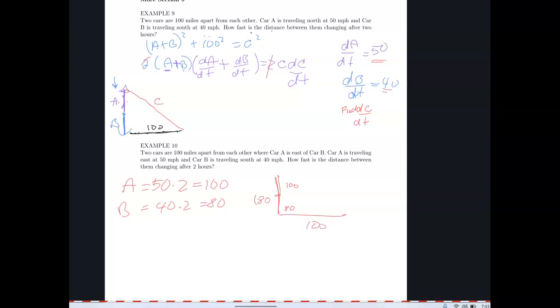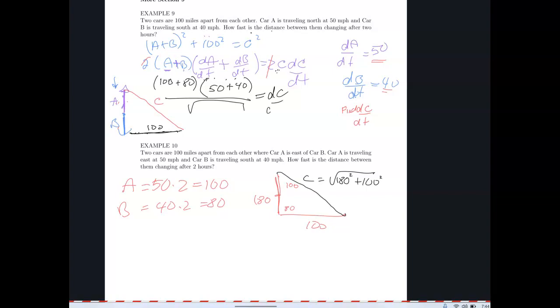This is 100. And so if I want to find this C, this hypotenuse, right, it's going to be the square root of 180 squared plus 100 squared. Okay, so let's go plug all the information in. So I know the lengths of A and B now, so 100 plus 80. I plug in the rates here, so I put in 50 plus 40. And then I'm just going to take liberties and divide right now by the C, the length that I just found. So 180 squared plus 100 squared. And it's a positive number, growing, because the distance is growing.